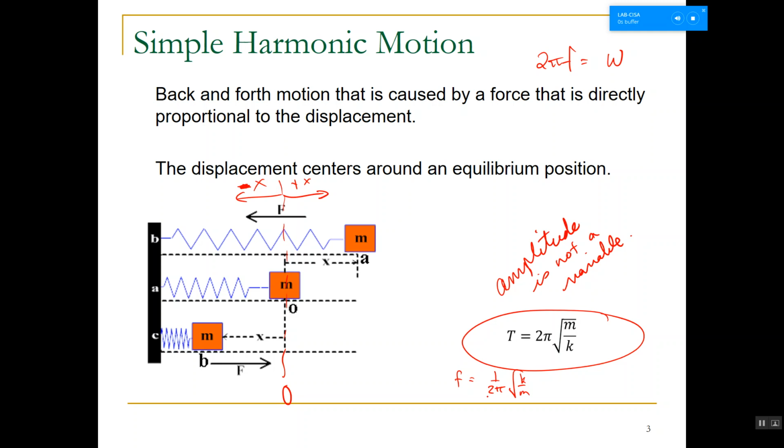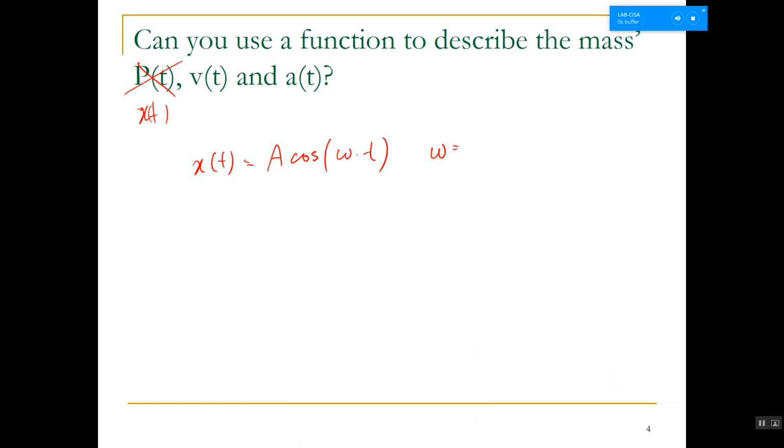So if that were the case, I can bring my 2 pi up to the front here, and then I would have 2 pi f is equal to the square root of k over m. And oh wait, 2 pi f, that's just an angular frequency. So my angular frequency is just the square root of k over m. And I can plug that into my cosine function on the next page. All right? So here, I can write down that omega is equal to the square root of k over m.